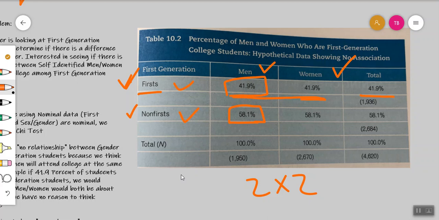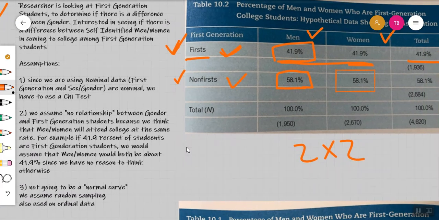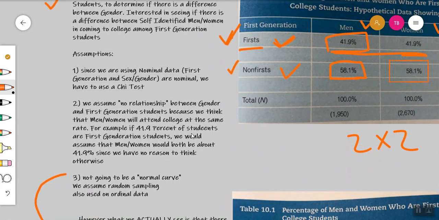Therefore, if we know that of the first generation students, 41.9% of them are men or women, and of the non-first generation students, we assume that the 58.1% are non-first generation students. We're going to assume that it's the same number for both. So if we look at that, basically that's what's going on over here. We assume no relationship between the genders, because we don't think there's going to be any difference. Okay?